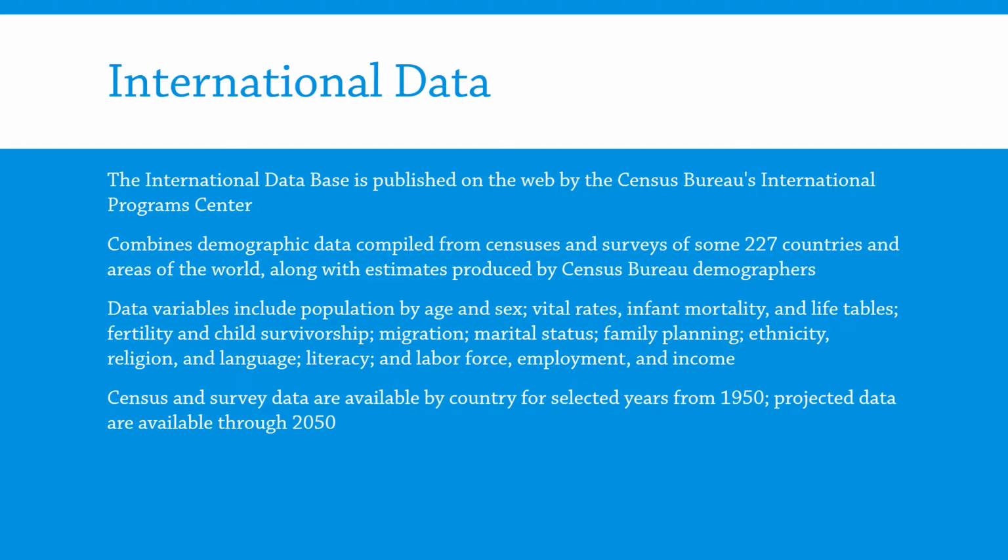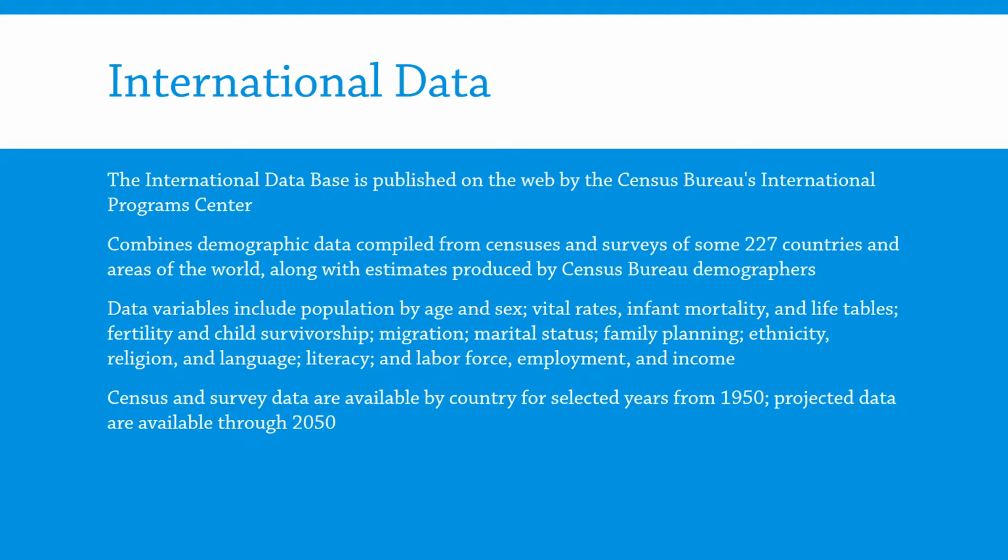It combines demographic data compiled from census and surveys of some 227 countries and areas of the world, along with estimates produced by the Census Bureau's demographers. So in other words, they do some survey work, and then based on other factors they come up with the best estimates. Data variables include population by age and sex, vital rates, infant mortality, life tables, fertility, child survivorship, migration, marital status, family planning, ethnicity, religion and language, literacy, labor force employment, and income.